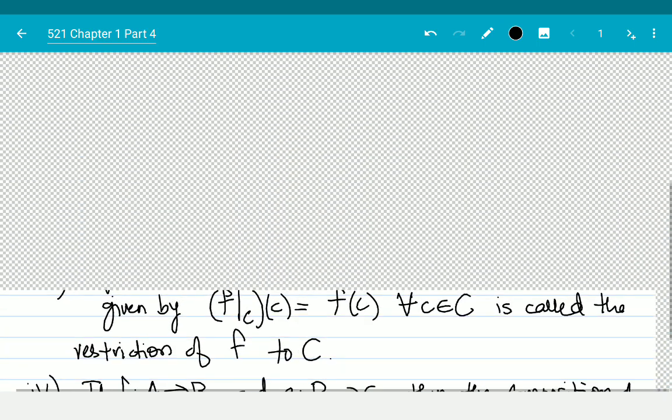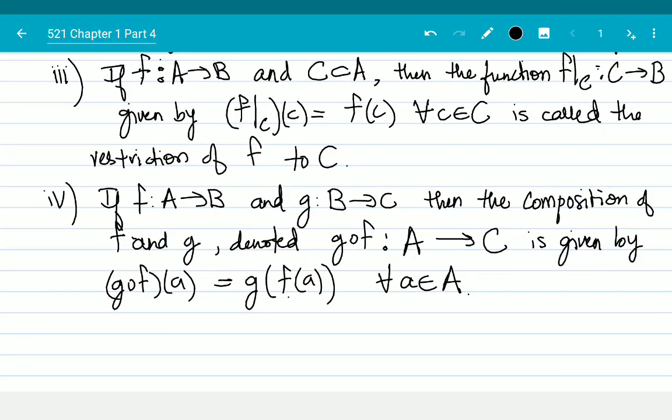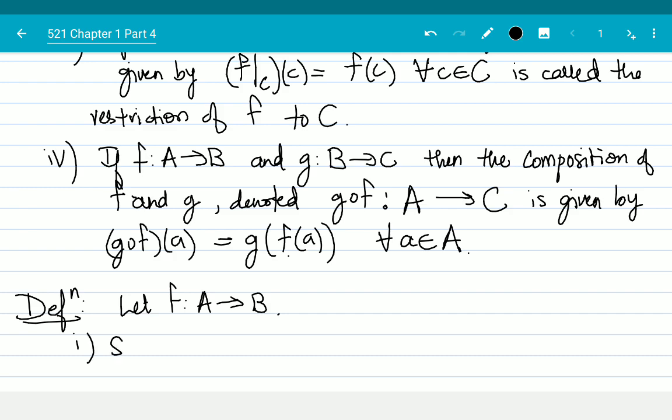So these are some special kinds of functions. And now we are going to look at certain definitions related to these functions. Definitions. You have seen these definitions before, hopefully. Let f be a function from A to B. First, suppose E is a subset of A.